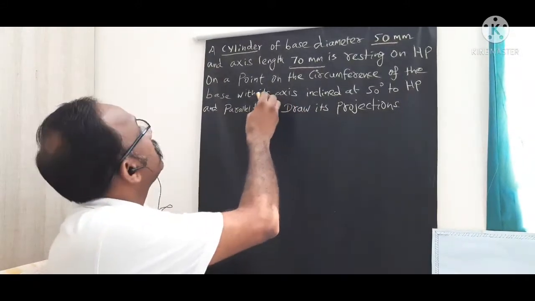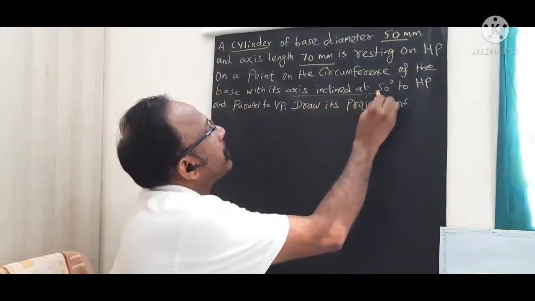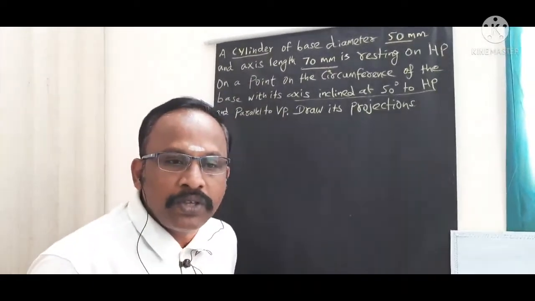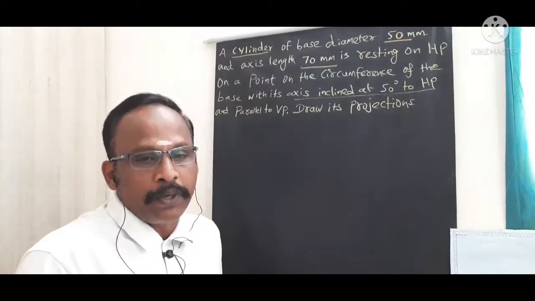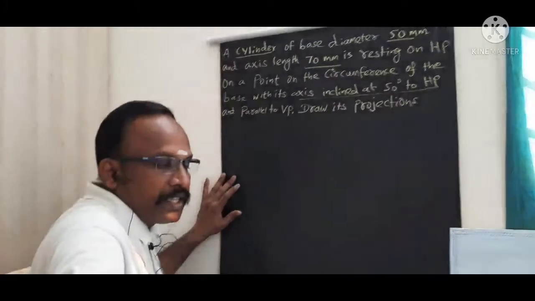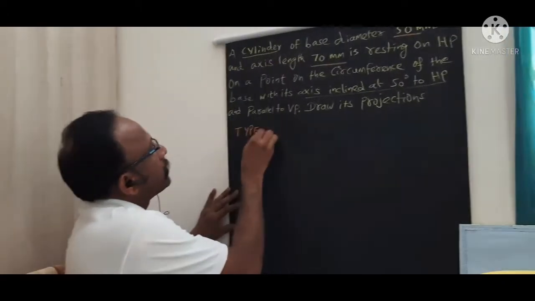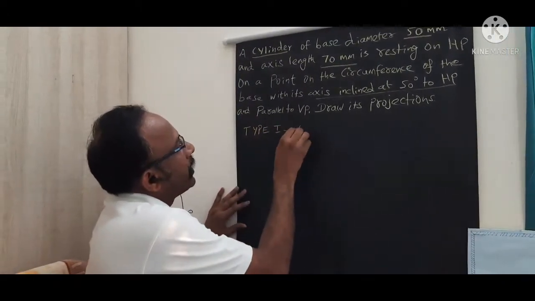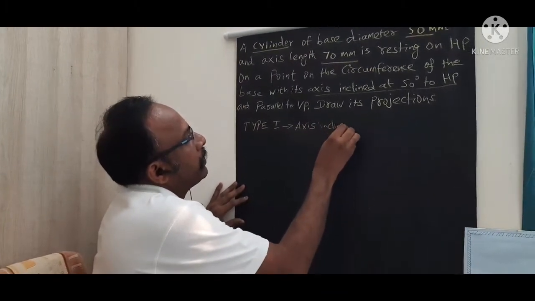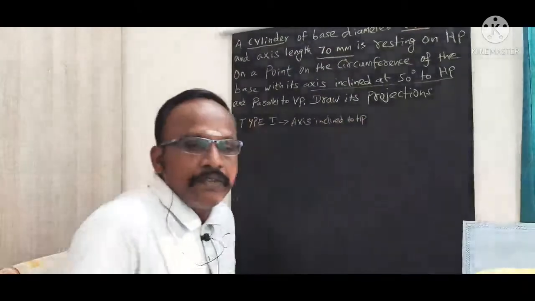Here it is resting on a point on the circumference of the base with axis inclined at 50 degree to HP. Based on this we can classify whether this is a type 1 or a type 2 problem. So when the axis is inclined at 50 degree to HP, we can decide it is a type 1 problem in projection of solids. How we can decide? Axis inclined to HP. So this is the understanding from the problem.